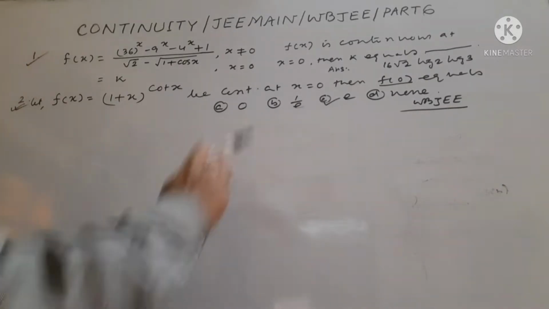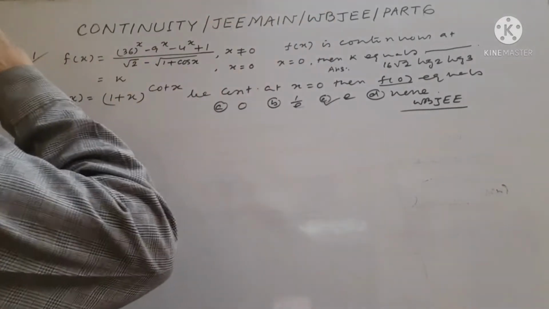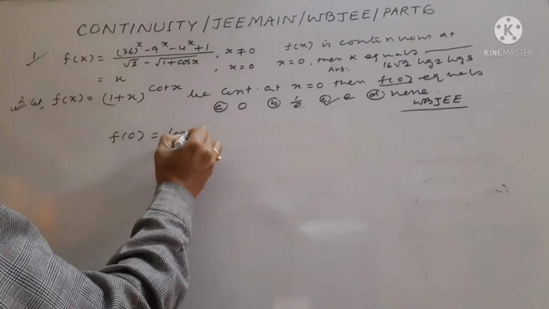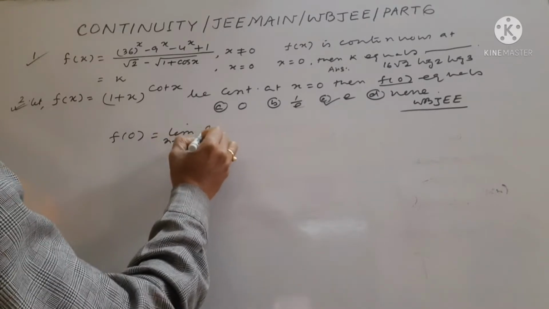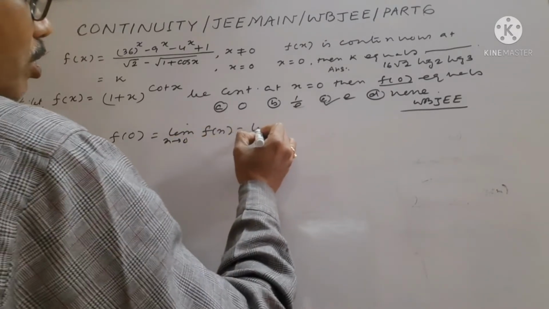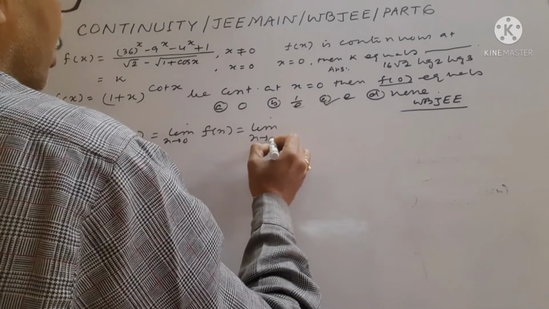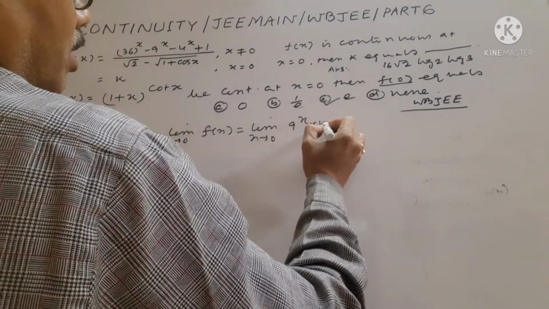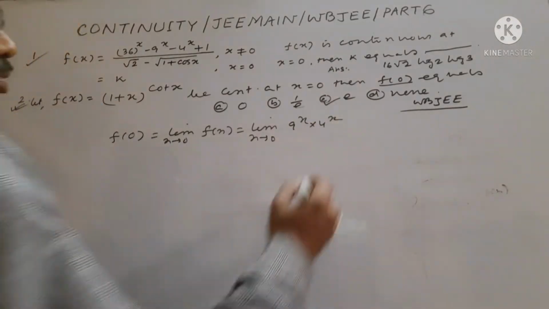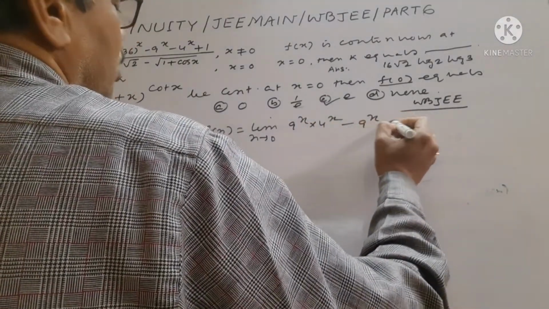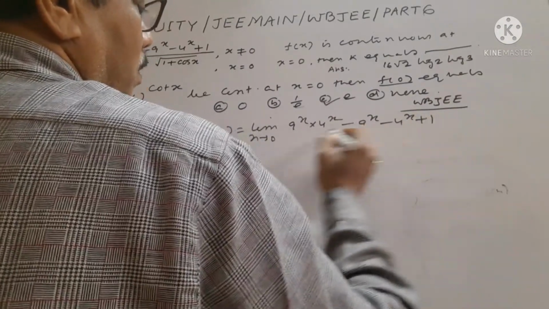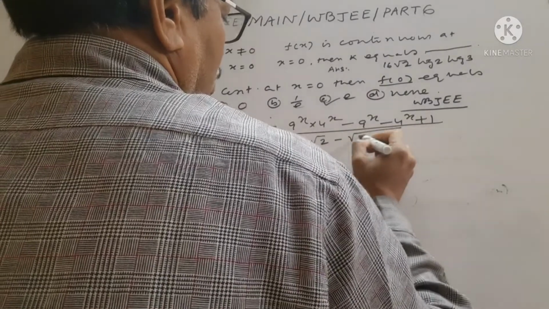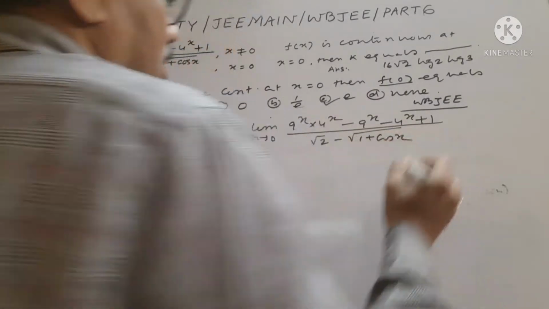f(x) is continuous at x equals 0. Same problem. f(0) equals limit x tends to 0 of f(x). So limit x tends to 0 of 36 to the power x. You can write 9 to the power x into 4 to the power x, minus 9 to the power x, minus 4 to the power x, plus 1, by root 2 minus root over 1 plus cos x.